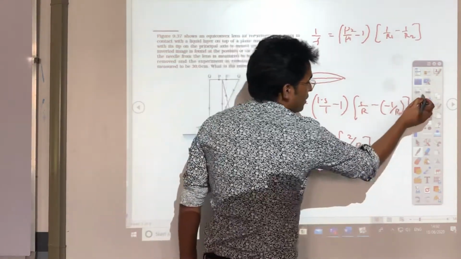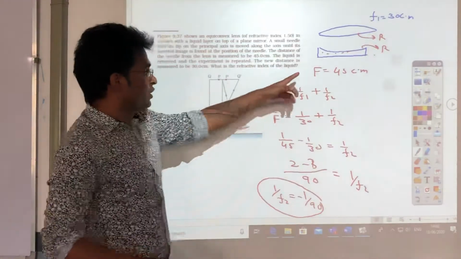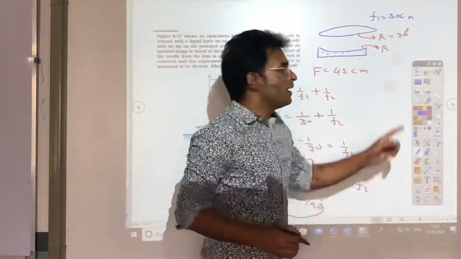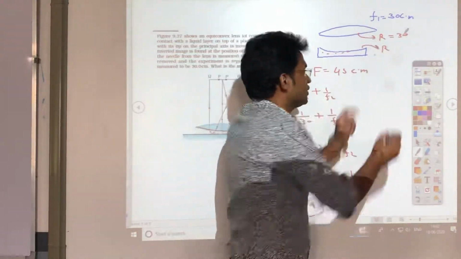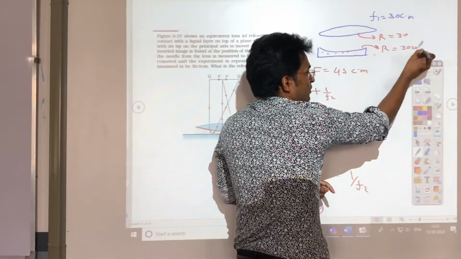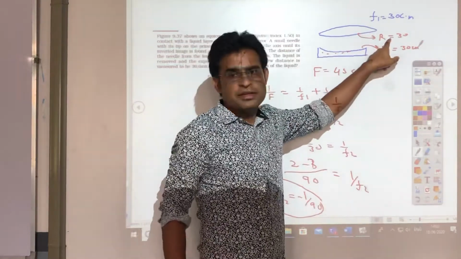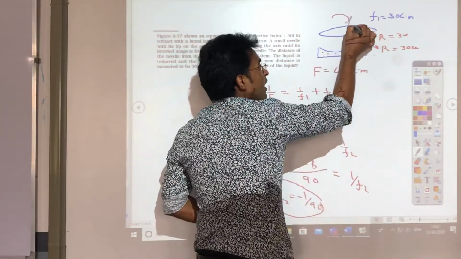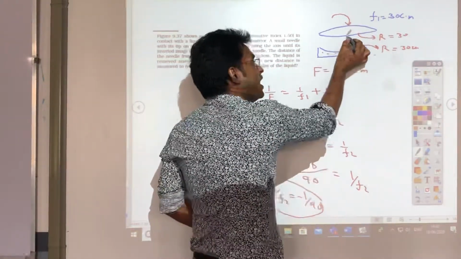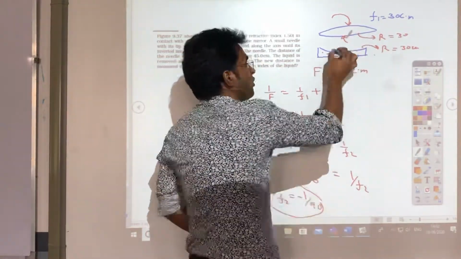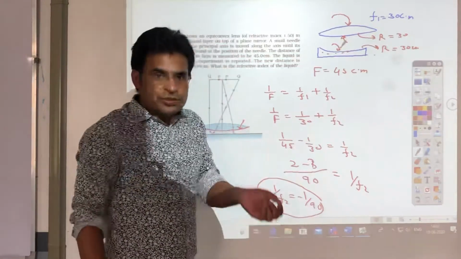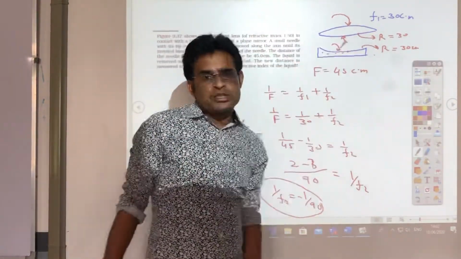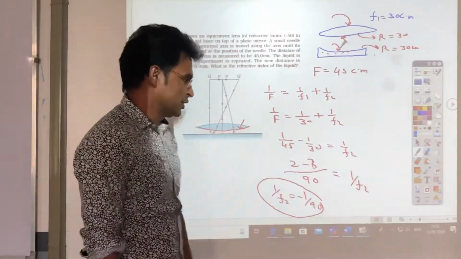So if we return back to this, this r becomes 30 centimeter, and this r will also be 30 centimeter. Only thing is that this r will be negative, and the upper one r will be positive. Means r for this surface positive, r for this surface negative. Whatever surface has a center downward, I'll take positive, whatever surface has a center upward, I'll take negative. You know that sign convention part.